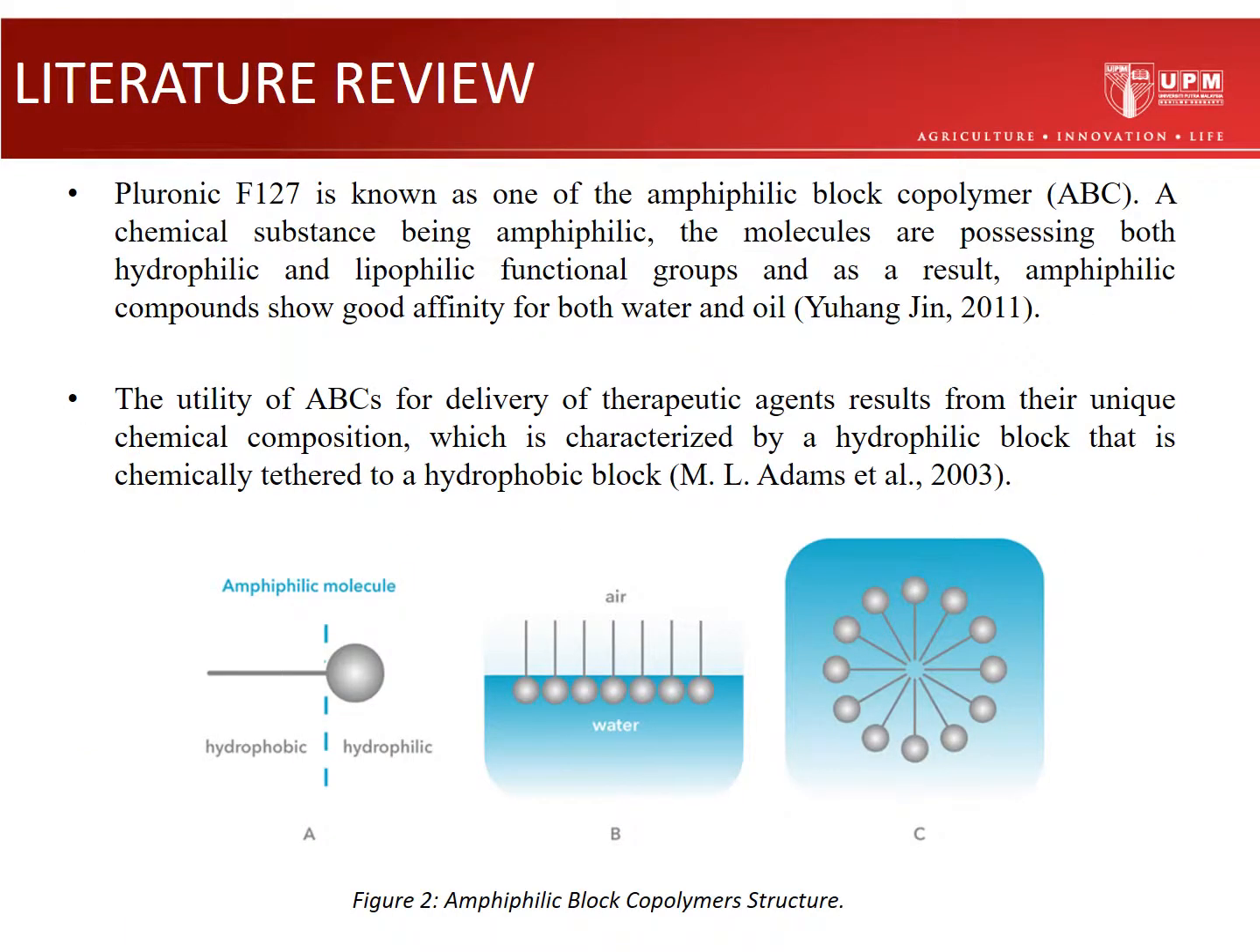Okay, let's now move on to the literature review. So, according to Jo and Jin 2011, Pluronic F127 is an amphiphilic block copolymer, ABC, whereby the amphiphilic characteristic shows that it possesses both hydrophilic and hydrophobic character, which means this compound shows good affinity for both water and oil. So it's usually used in delivery of therapeutic agents, resulting from their unique chemical composition, according to ML Adams et al. 2003.